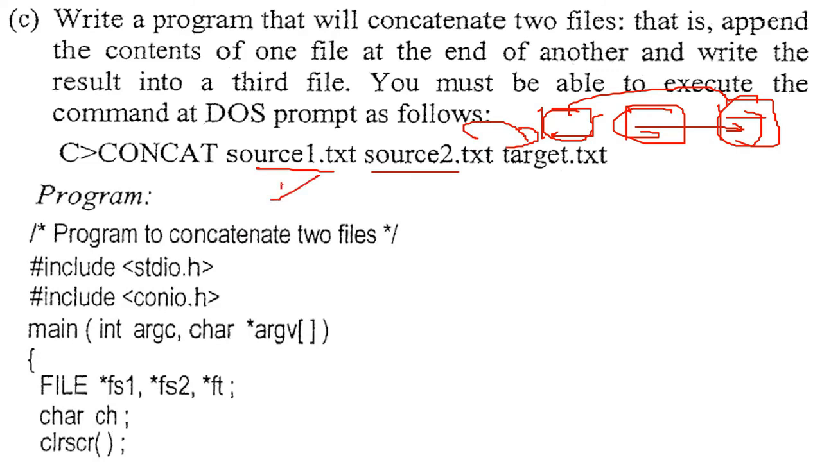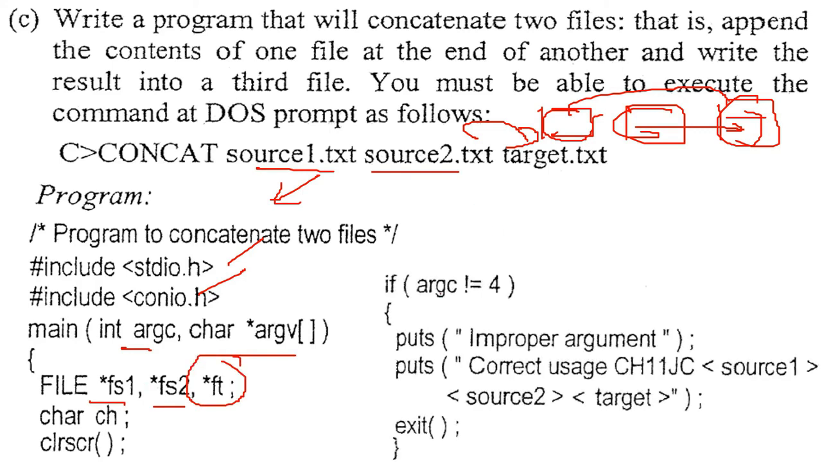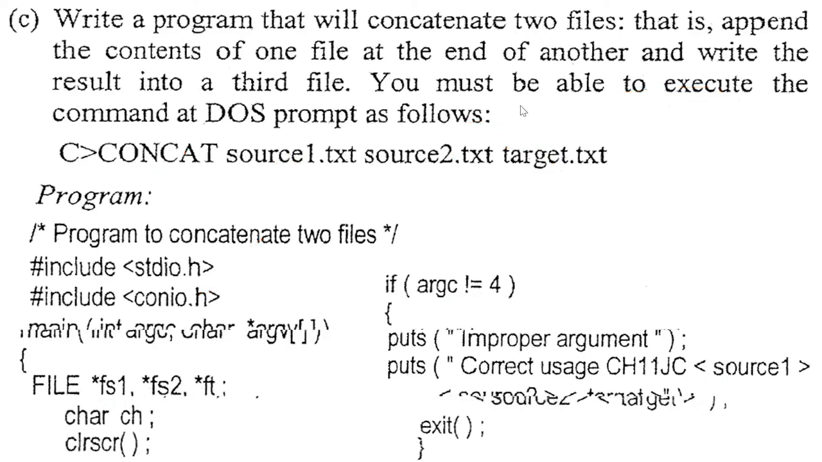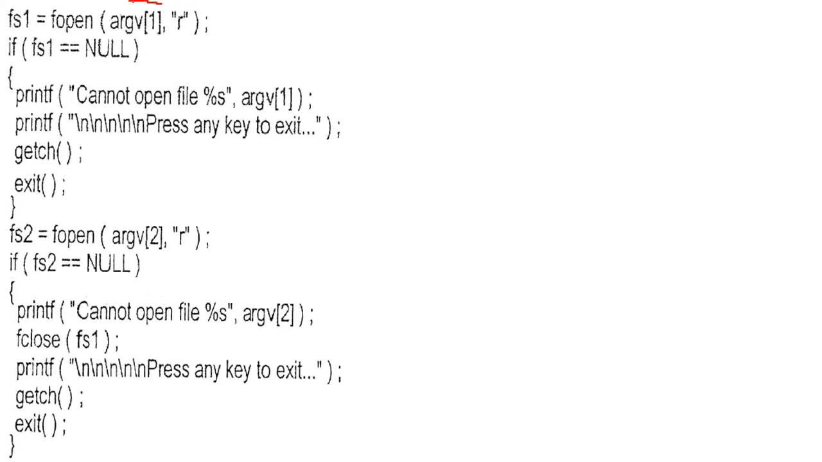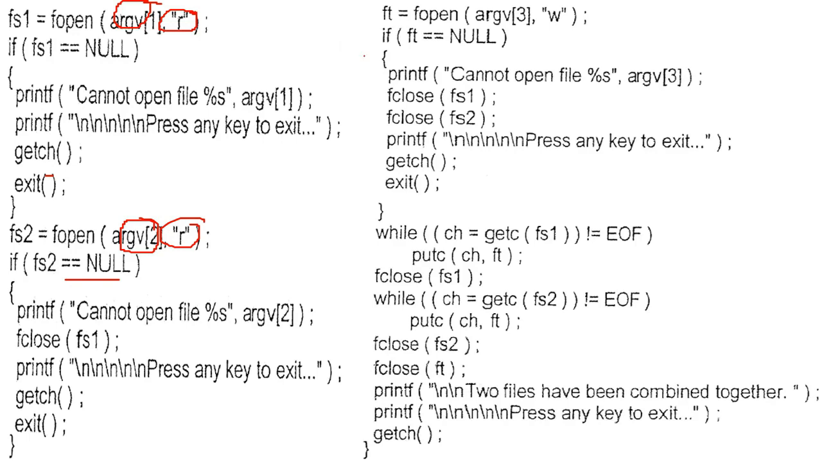This is stdio.h, conio.h. This is a command line program. So we have this source1, this is source2, and this is our target text file. Here what we do, we will check for how many arguments are there, 1, 2, 3 and 4. If it is not there, we'll say please enter in the correct format. Then we take the first argument, we check for opening in the read mode. If it is not, we come out. Again we go for this second text file, we try to open it in read mode. If it doesn't open, then we come out. Now the third one, we open it in write mode. If it is not opening, we come out.